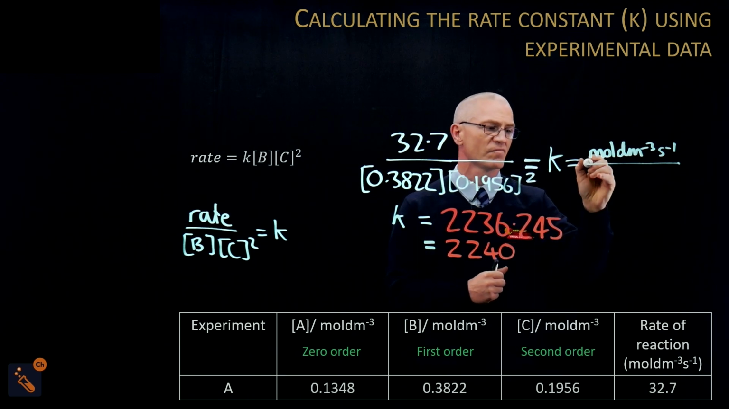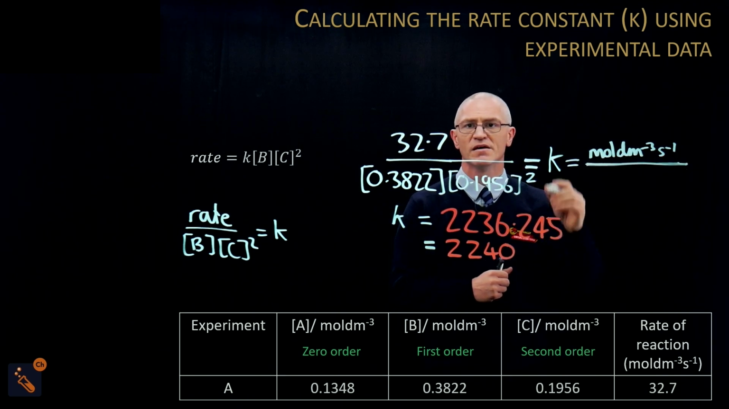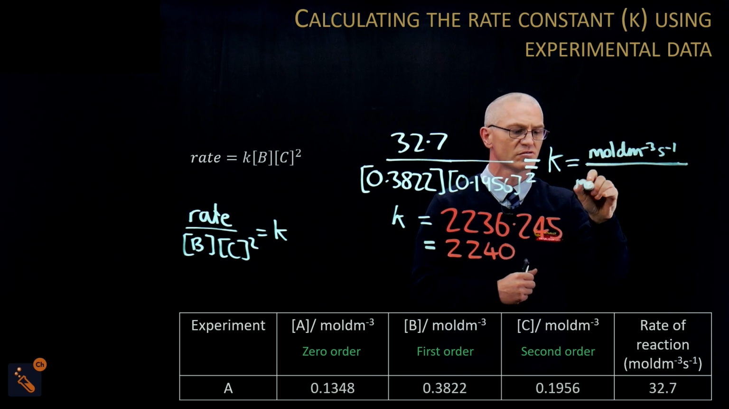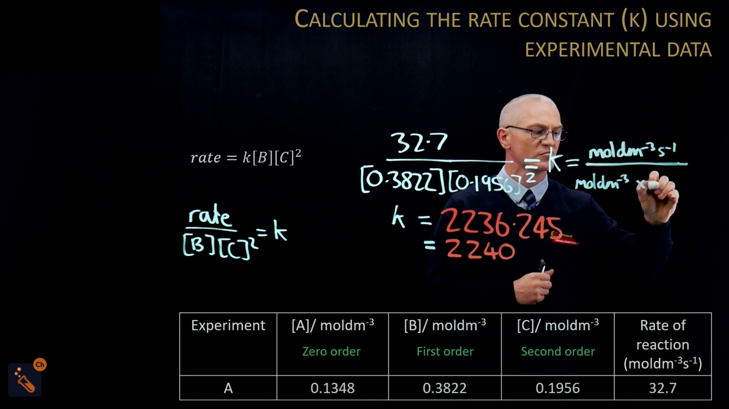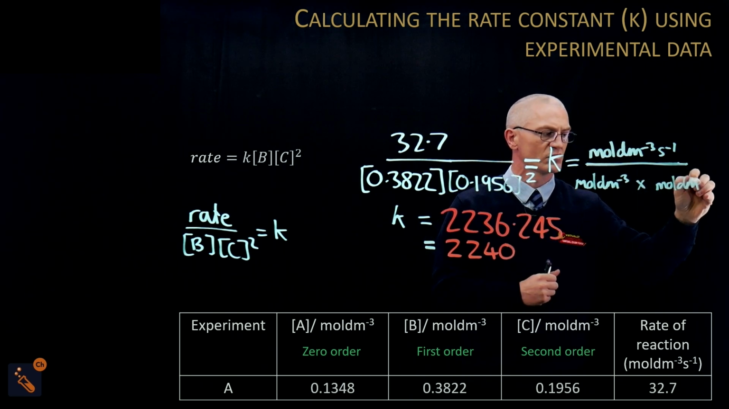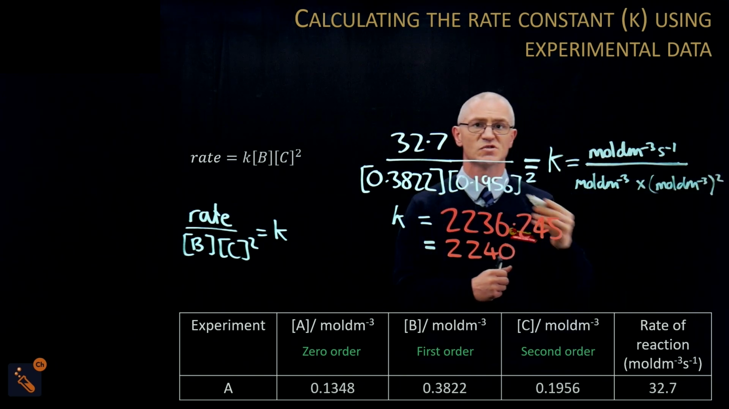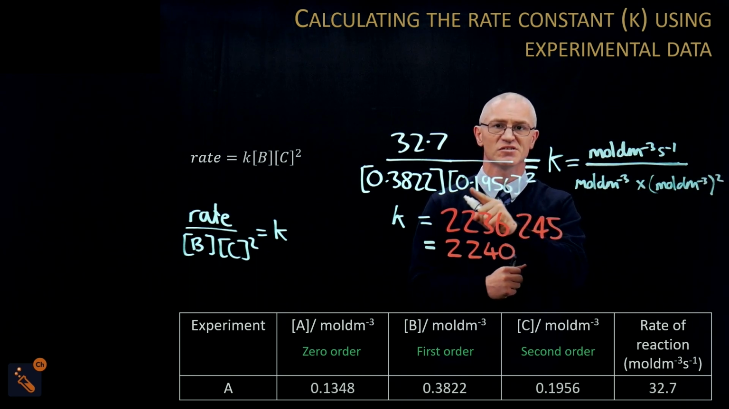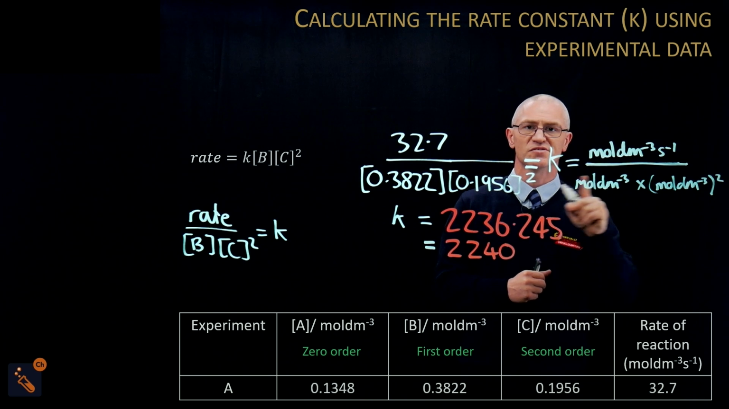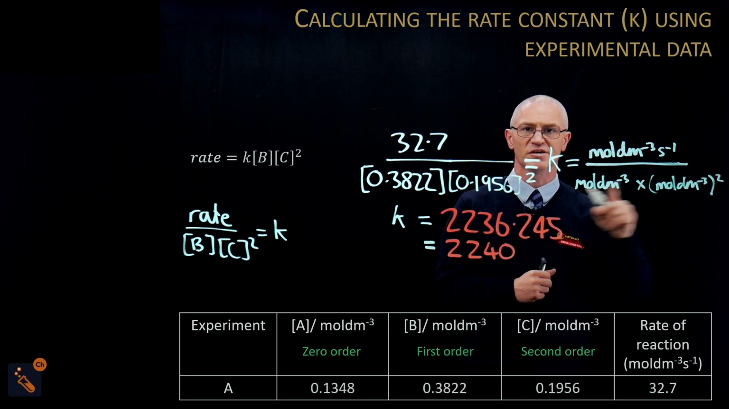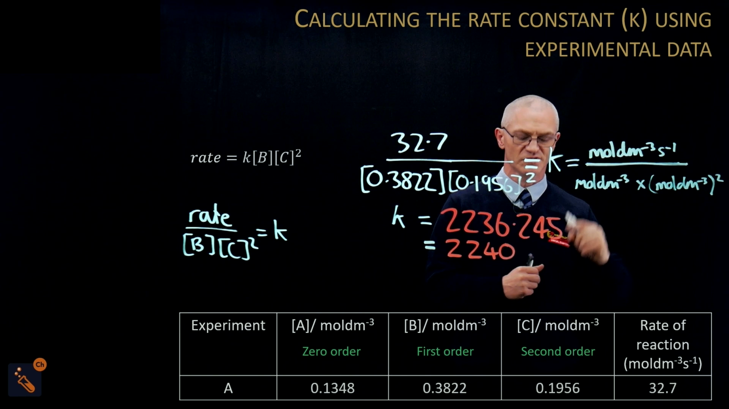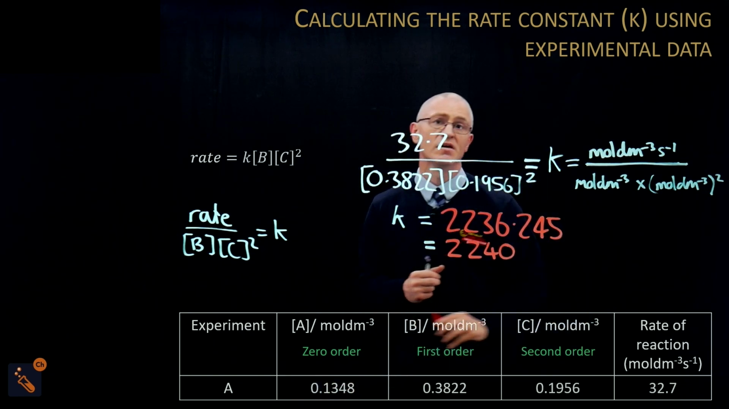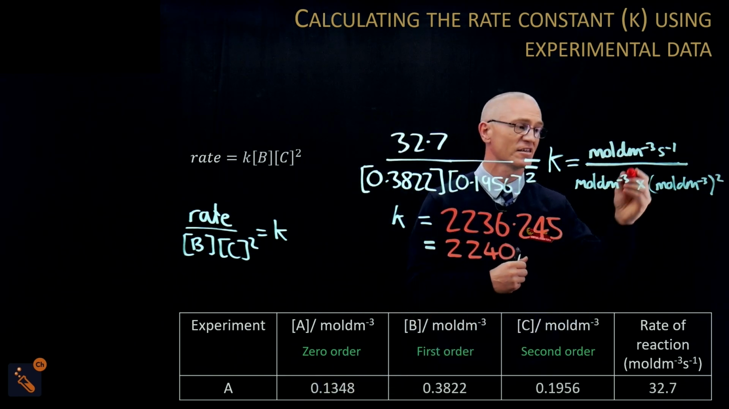Then we put our line again, a bit thicker. And then we've got moles, dm cubed. Okay, that's our first one. That's times moles, dm cubed, and that's squared. So we just applied our squared that is here to here. Okay, we're just taking the unit of 0.1956, putting it there, squaring it just like we've got here, and the unit over there. So we then look at this and we start cancelling out.